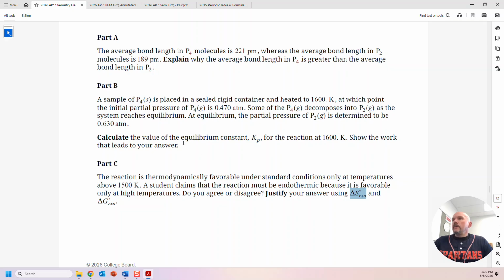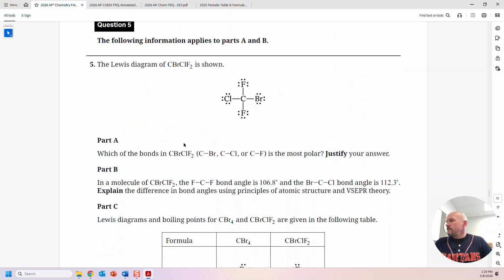All right. That's question 4. We'll go question 4 and question 5. All right. Here we go. Question 5. Here we go. We got the Lewis structure.